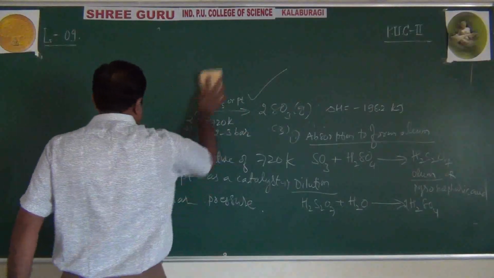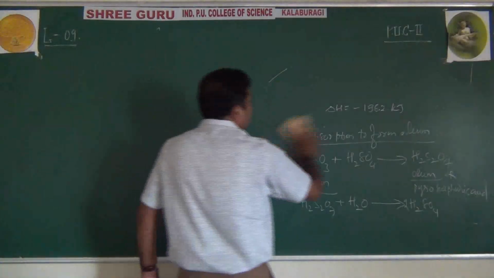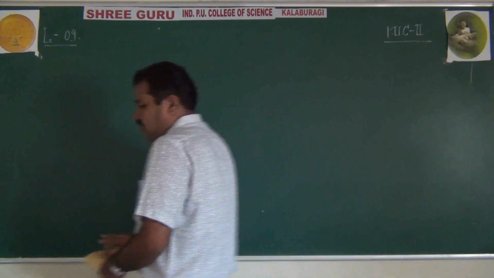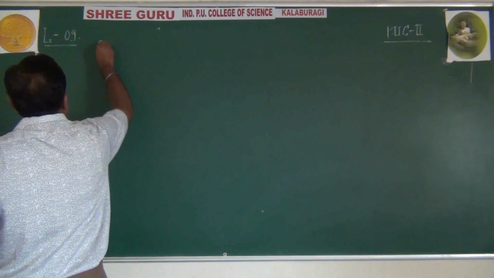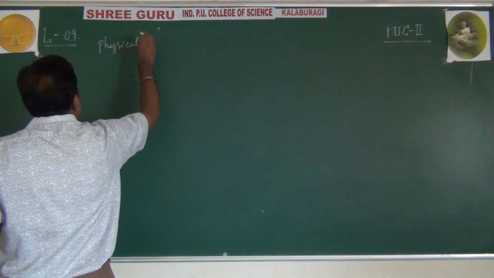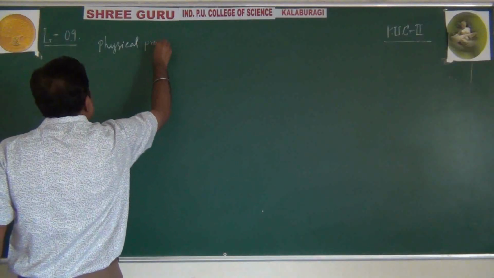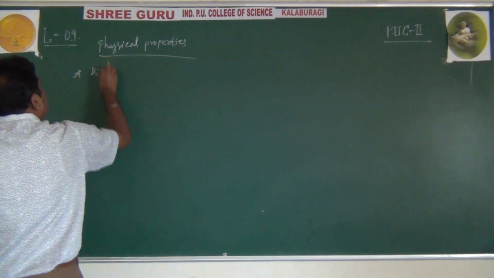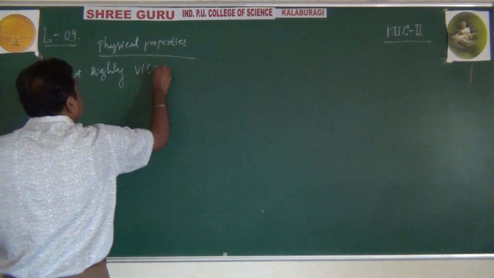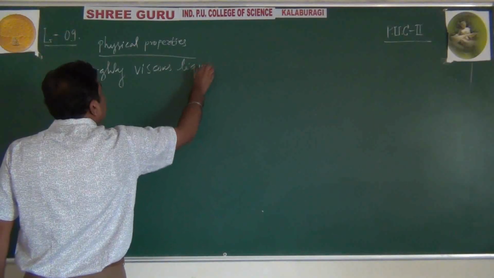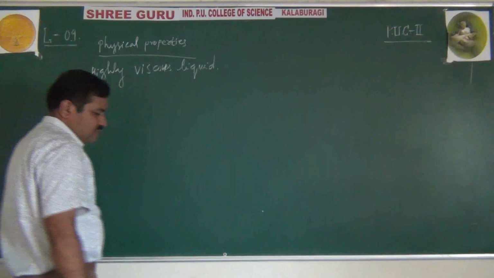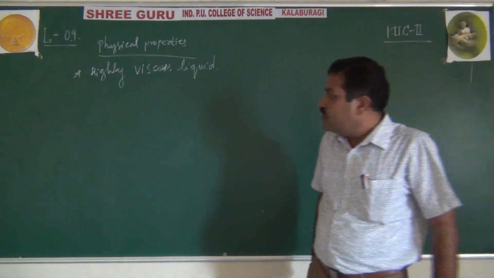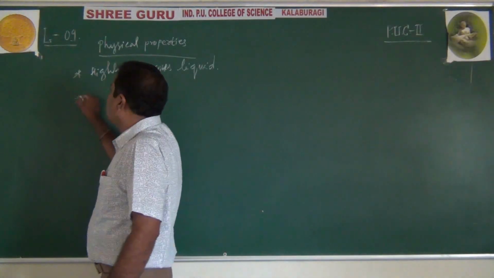Now students, after this contact process, we move on to its physical and chemical properties. What are the physical and chemical properties of sulfuric acid? Physical property, you already know: sulfuric acid is a highly viscous liquid, very important, with high density, specific density 1.84 grams per cubic centimeter. It is like an oily type, highly soluble in water.